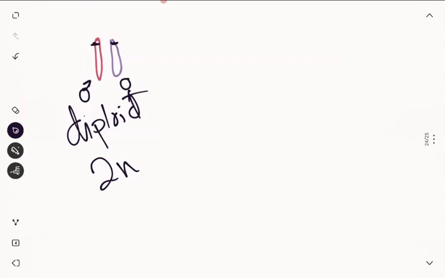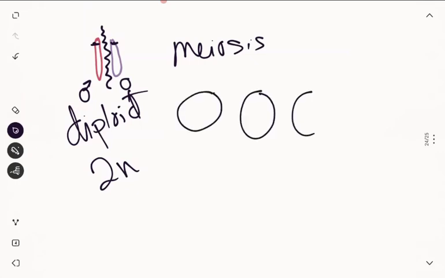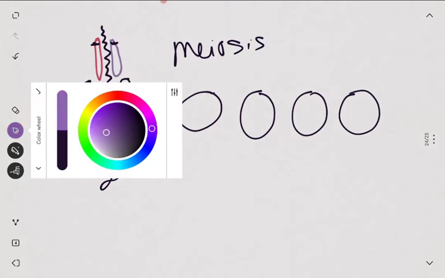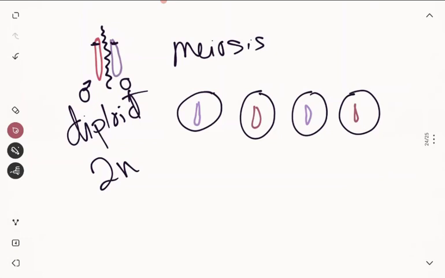But in order to reproduce sexually, we need to reduce this chromosome number by half. So that's where meiosis comes in. Meiosis basically separates those chromosomes, and it produces 4 haploid cells. Those little blobs are supposed to be chromosomes. I didn't do the best job drawing them. So it produces 4 haploid cells, each with one or the other of each set of chromosomes.